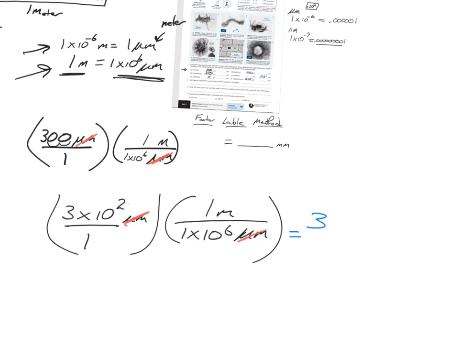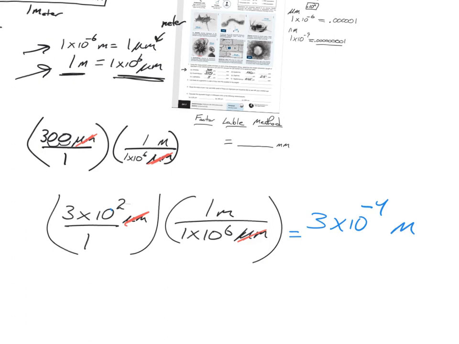All right. Now, 3 times 1, what do I have? What's left? Meters. I have to put meters. The meters didn't cancel. Micrometers did. What exponent do I have? Times 10 to the what? 2 minus 6 is what? Negative 4. So it's 3 times 10 to negative 4 meters.